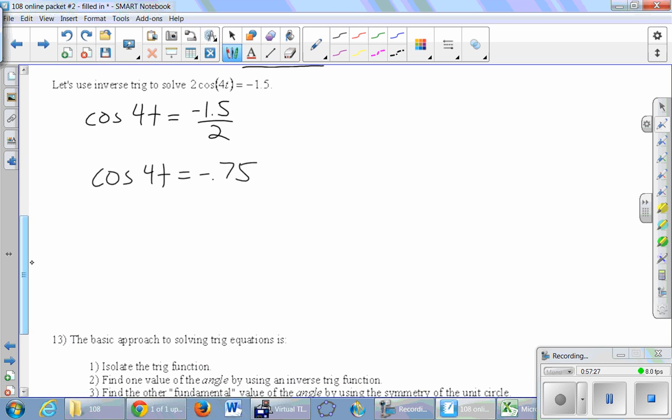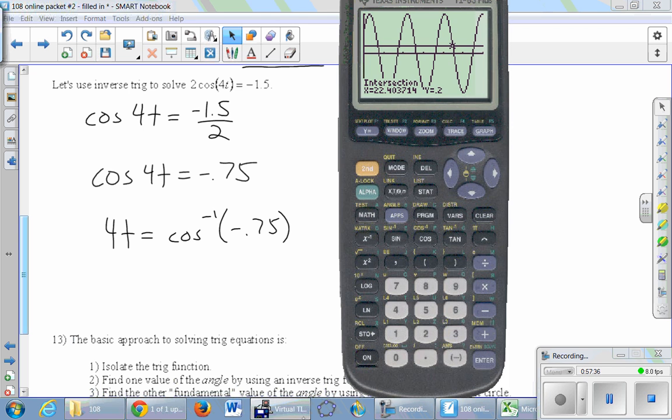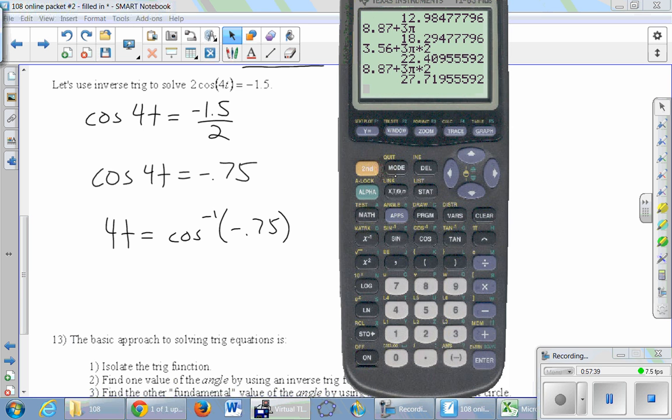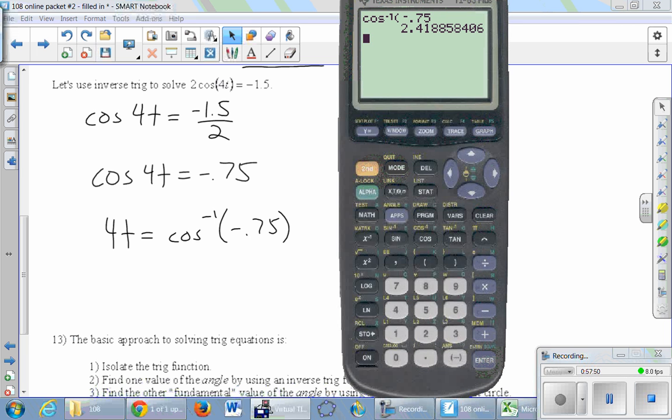Okay, so let's just get this to be a decimal. All right, and then we'll take the inverse cosine on both sides. Then we'll use the calculator. Again, I want radian mode just so we can practice with it. The problem doesn't specify. So about 2.42. Okay, that's fine. That's one fundamental solution.